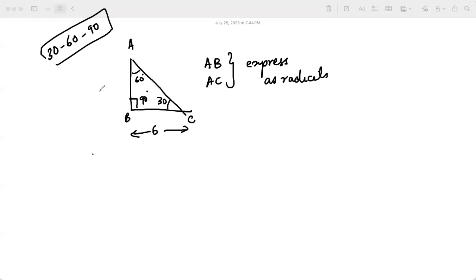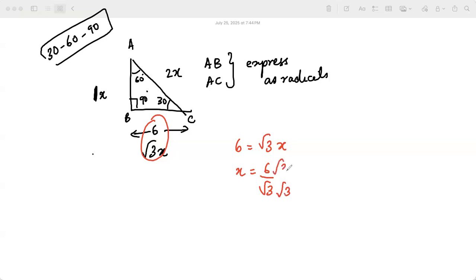So now the side opposite to 30 is, let's say, 1x. Side opposite to 60 will be root 3x. Side opposite to 90 will be 2x. You know the ratios, so you're just going to equate these and find out x. 6 is equal to root 3x. So x will be equal to 6 by root 3, which is not accepted. So multiply by root 3, top and bottom. 6 root 3 by 3, which will be 2 root 3.